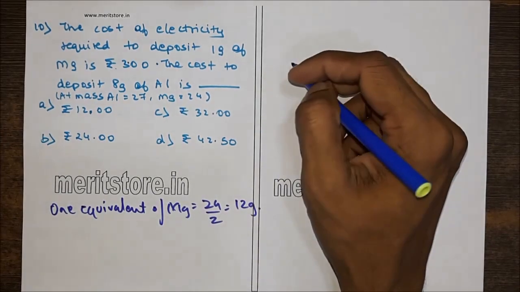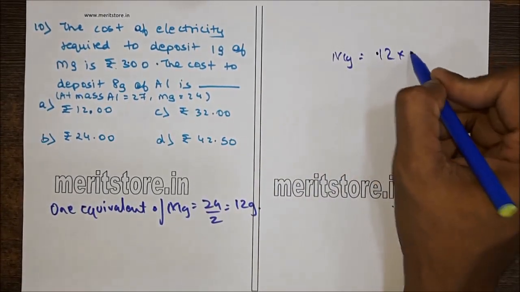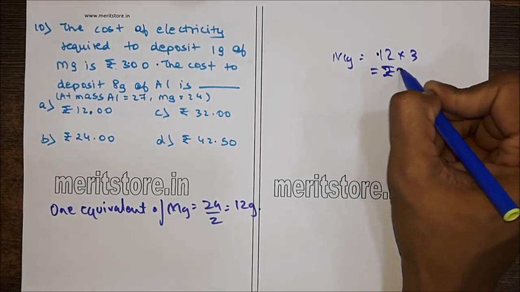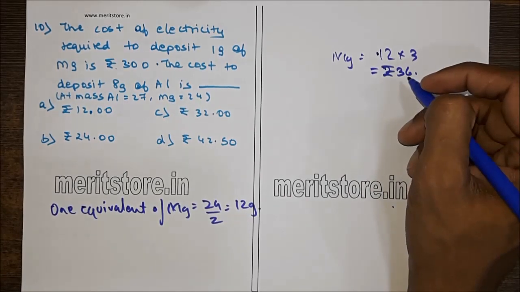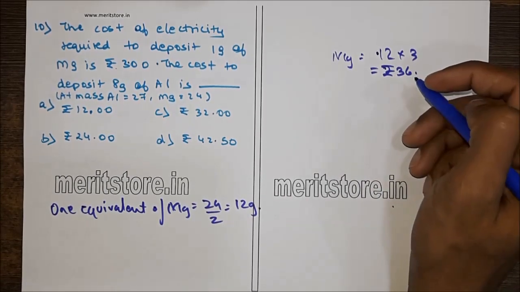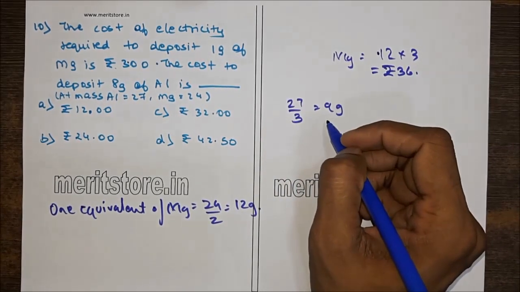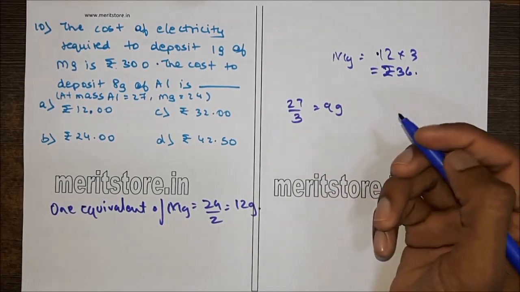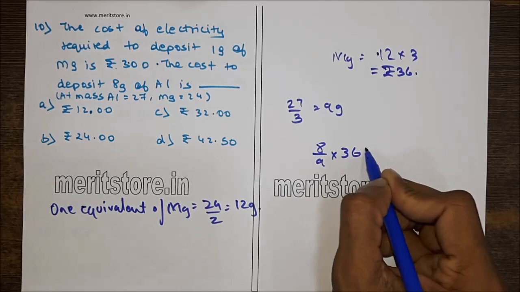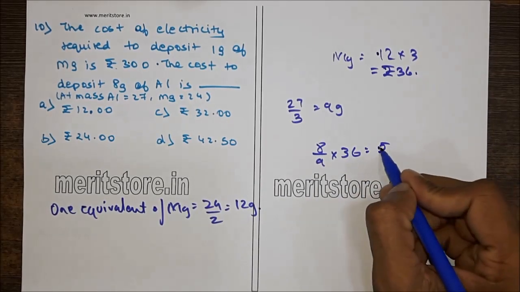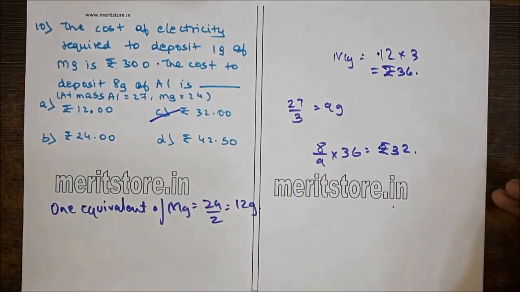So cost to deposit 1 equivalent of magnesium is equal to 12 into 3, that is 36. So the same amount of electricity and hence the same cost will deposit an equivalent of aluminium, that is 27 upon 3, which is equal to 9 grams. So according to Faraday's second law, for 8 grams of aluminium it costs 8 by 9 into 36, which is equal to rupees 32, which is, you see, our answer C, then option C is the correct answer.